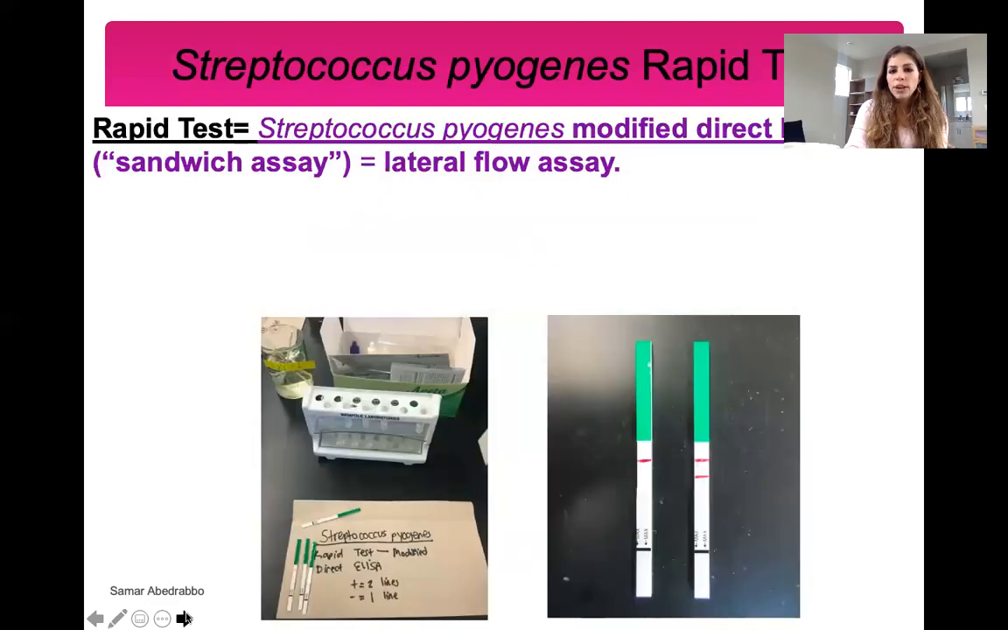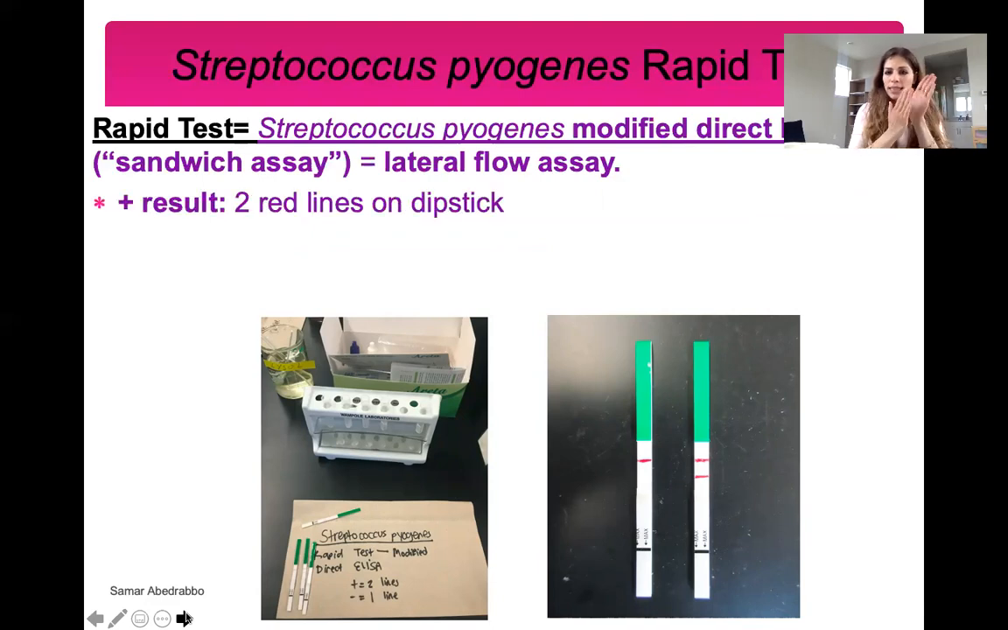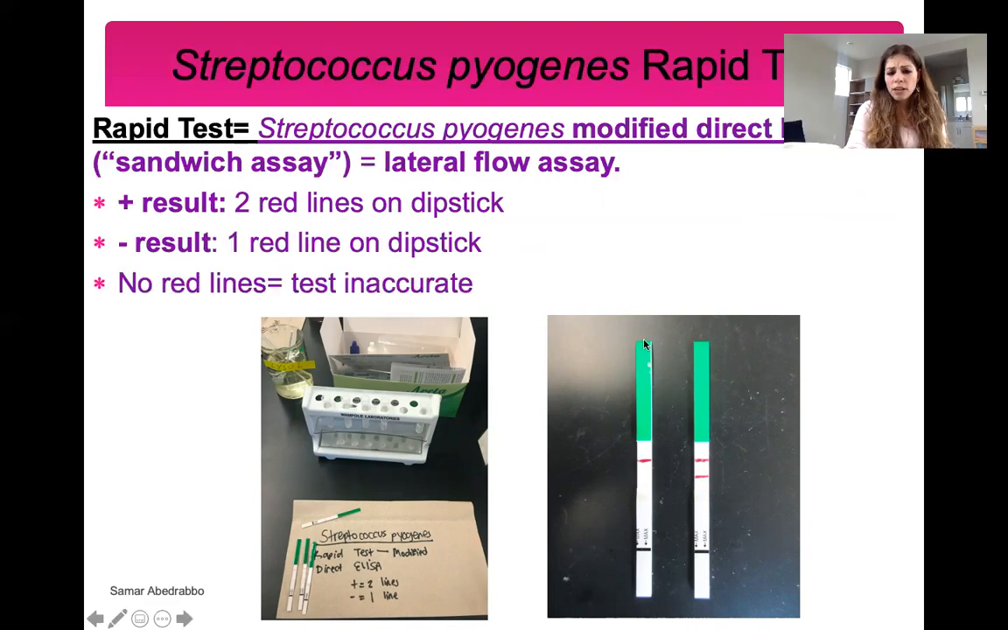This modified direct ELISA is a form of an ELISA. Again, the dipsticks or strips are coated with Streptococcus antibodies. If you take a sample from someone and it does have Streptococcus, the antibodies will bind the Streptococcus and you'll get a band here. A positive result on these tests is 2 bands. A negative result is 1 band. If you see no bands, it means that the test is inaccurate. So it's very similar to a pregnancy test.